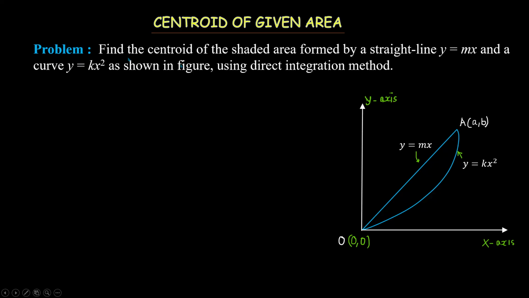So we have to find the centroid of shaded area formed by a straight line y equal to mx. So there's a straight line over here friends, you can see y equal to mx, and a curve y equal to kx square. So this is the curve y equal to kx square. So by using integration method, we need to find out the centroid of this particular area, which is bounded by a straight line and a curve. So let me start with the solution part friends.